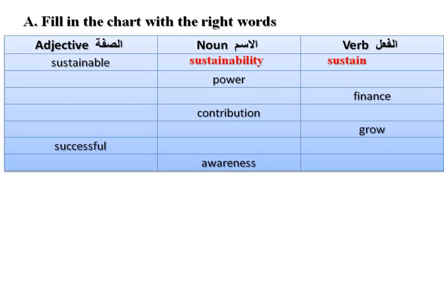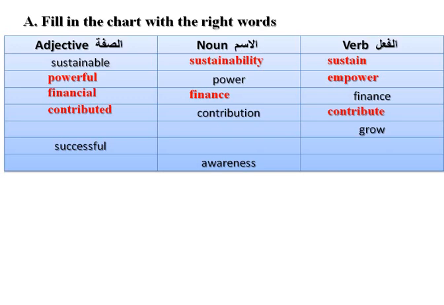We have the noun power. So the adjective we say powerful. The verb is to empower. Finance is a verb. The noun is finance. The adjective is financial, while the noun is finance too. Contribution is a noun, so the adjective is contributed. The verb is to contribute.